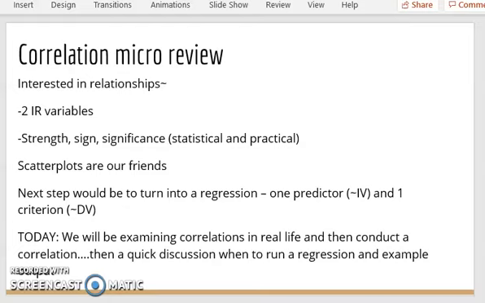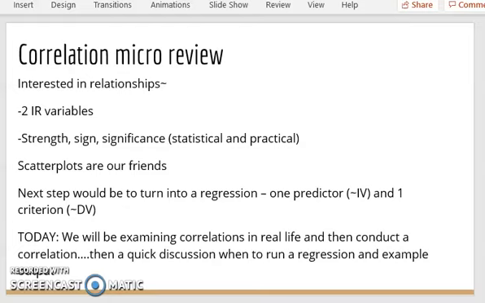The sign of the correlation allows us to more easily interpret the data. A positive sign is a match: both increase, both decrease. A negative correlation is one increases and one decreases. We also need to talk about significance. There's statistical significance: was there enough power to show this is a statistically significant relationship? But on top of that, we need to think about practical significance.